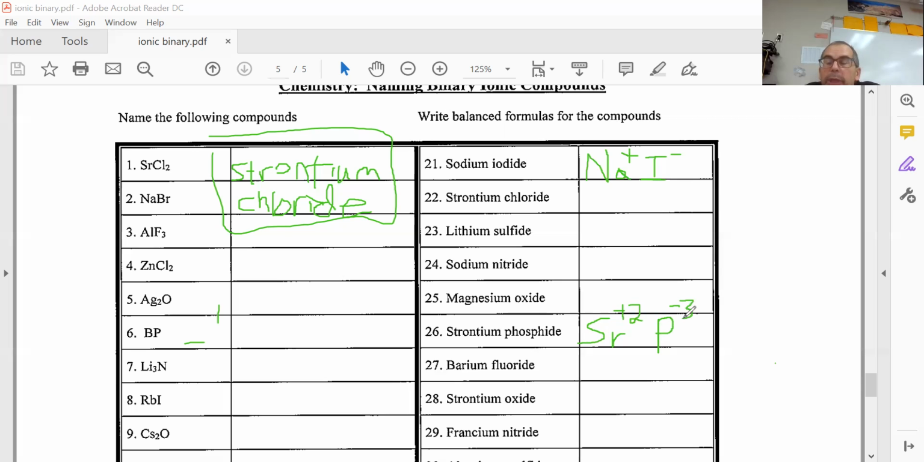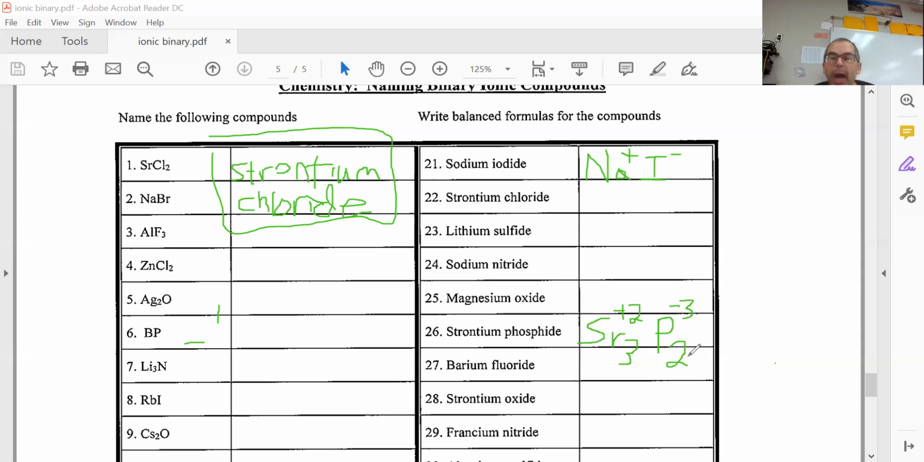So here we're going to do something. What's the smallest number that goes into 2 and 3? You're looking for the least common multiple, and that would be 6. So 3 goes here, 2 goes here. If I have 3 plus 2s, I have +6. If I have 2 minus 3s, I have -6. So that balances. Notice the switch. This 3 and this 3 are the same, except this is a negative charge. This number 2 is the same as this, and this one has a positive charge. So that would be strontium phosphide.